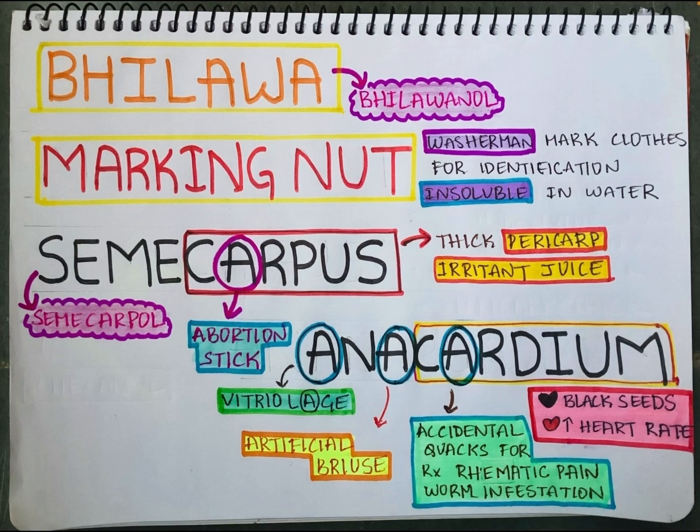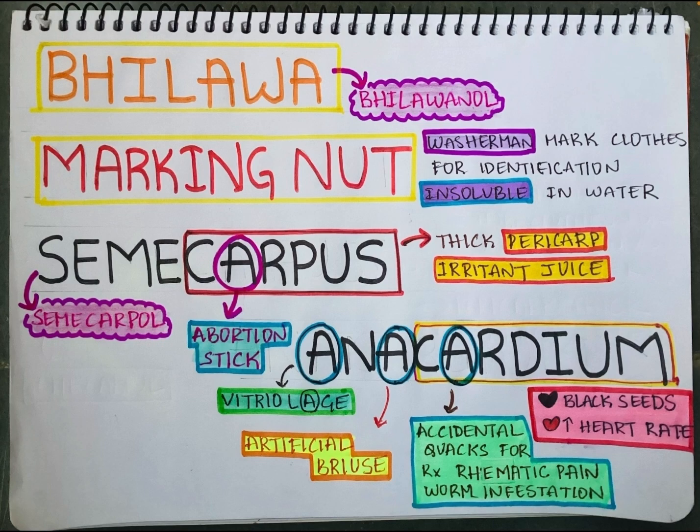From the word bilava, you can remember the active principle bilavanol. And from the word Semecarpus, you can remember the other active principle which is semicarpal. And it is called the marking nut because the washerman used this nut to mark clothes. Now coming to the carpus. The carpus indicates the thick pericarp which covers the seed. It contains irritant juice which is brown color. On exposure to the air, it converts into black color.